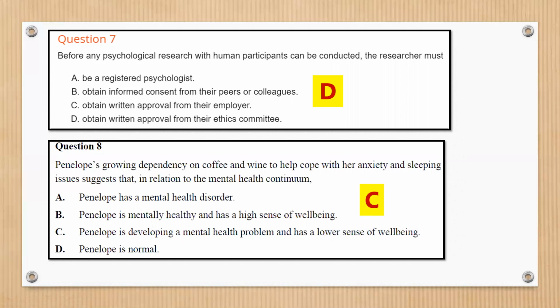There's not enough in that scenario to say that she's actually got a mental disorder. There's also not enough in the scenario to say that she's mentally healthy, okay? Because obviously we can't say she has a high sense of well-being if she's quite dependent on coffee and wine to cope with her anxiety. So she's using other things rather than her own stress coping mechanisms there. Penelope's normal is really vague, so by a process of elimination, our best answer would be C.